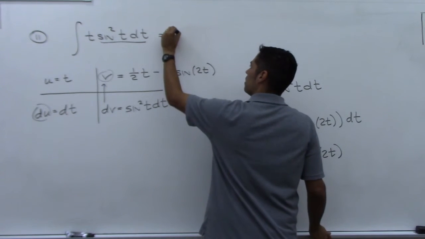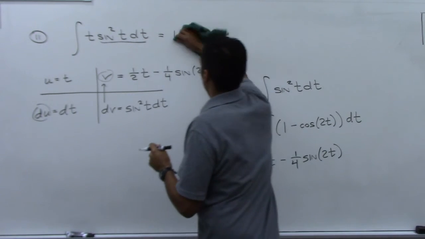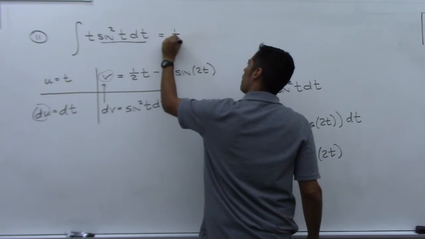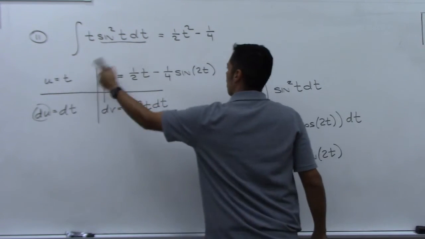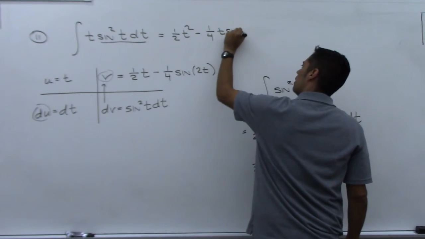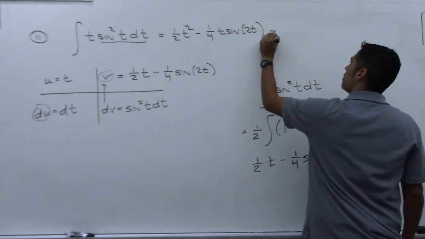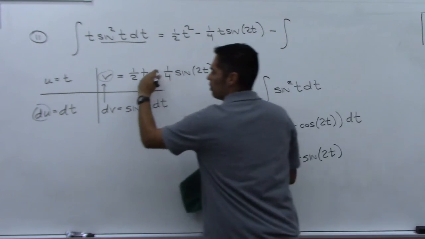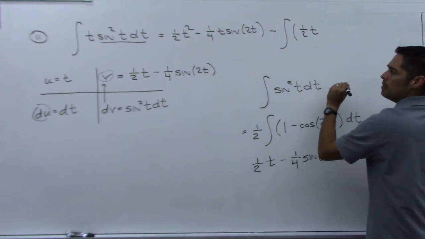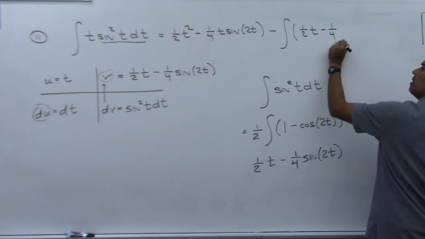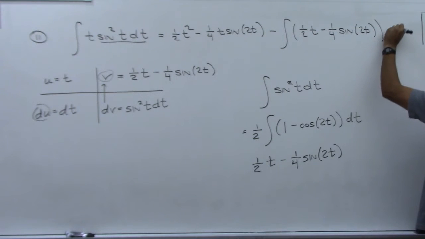So it'll be 1/2 t squared, because it had a 1/2 on it. So 1/2 t squared minus 1/4, then I'll bring that t in right here, t sine 2t, now minus the integral of voodoo, which is this across. So 1/2 t minus 1/4 sine 2t dt.